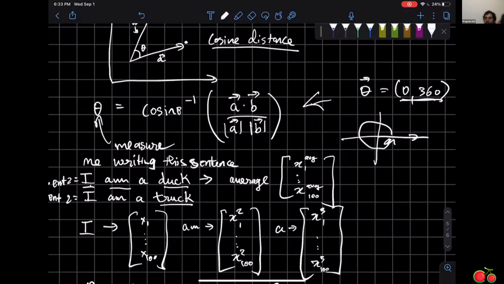There's a bound here, so between 0 and 360. But if you look at two points, that distance can be however large you want, right? It can be as large as you want it to be. There's no upper bound or lower bound to it.